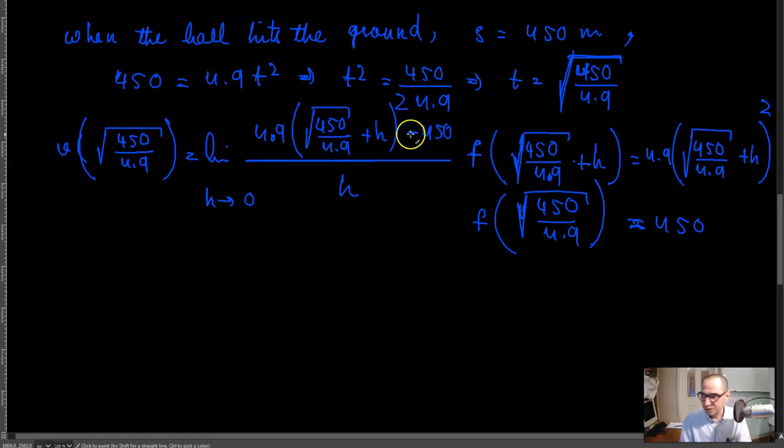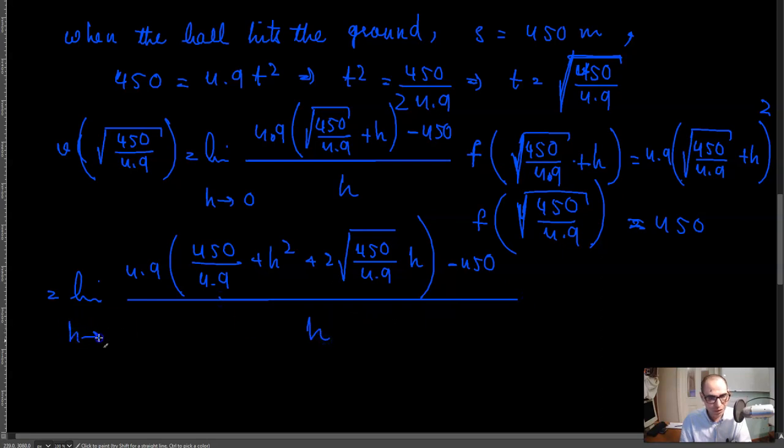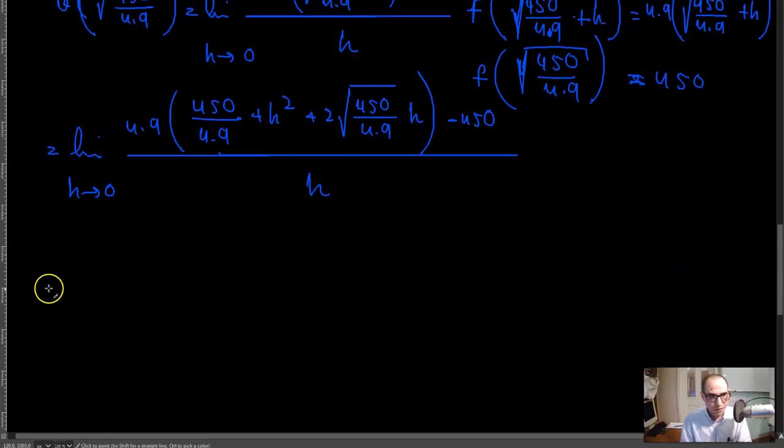Now, if I calculate this, this gives me the limit of 4.9 times, and this raised to the second power becomes 450 divided by 4.9 plus h squared plus 2 times the square root of 450 divided by 4.9 times h, minus 450. And then divide that by h as h approaches zero. So this is the same thing as the limit of, then you have to multiply these in.